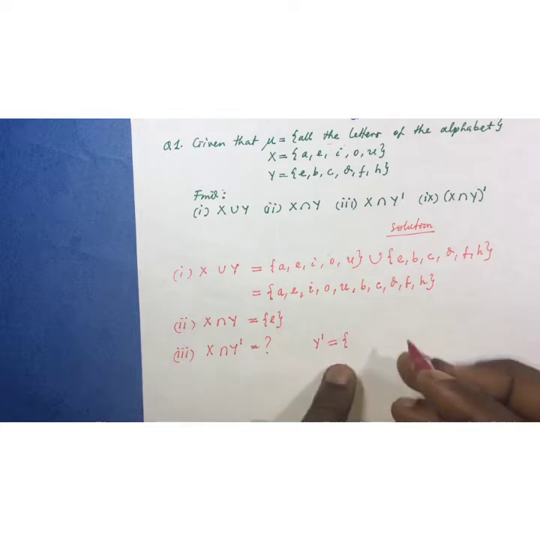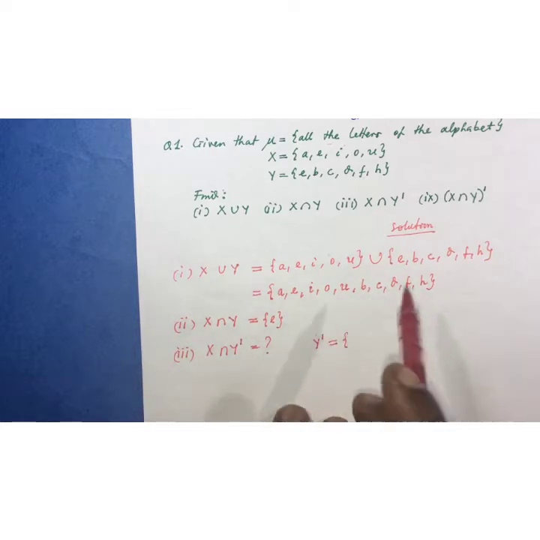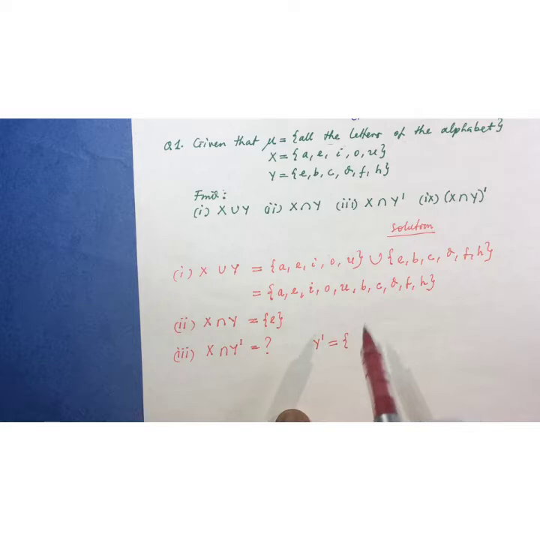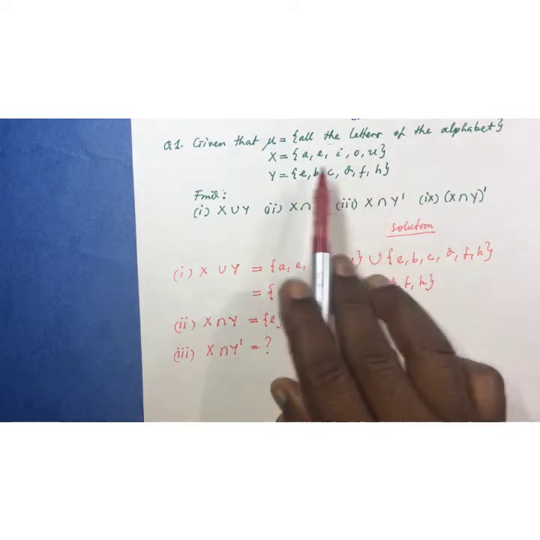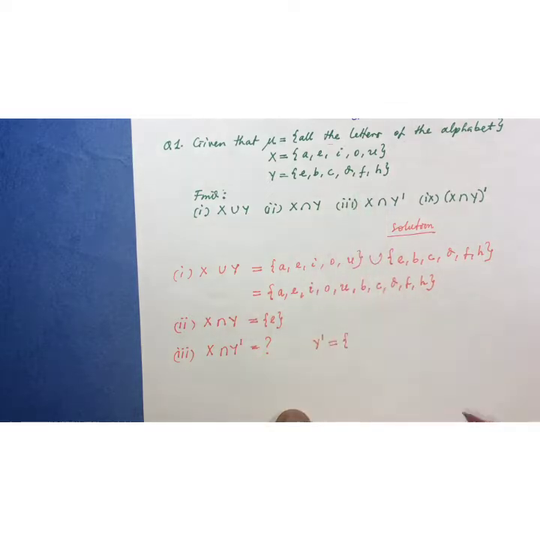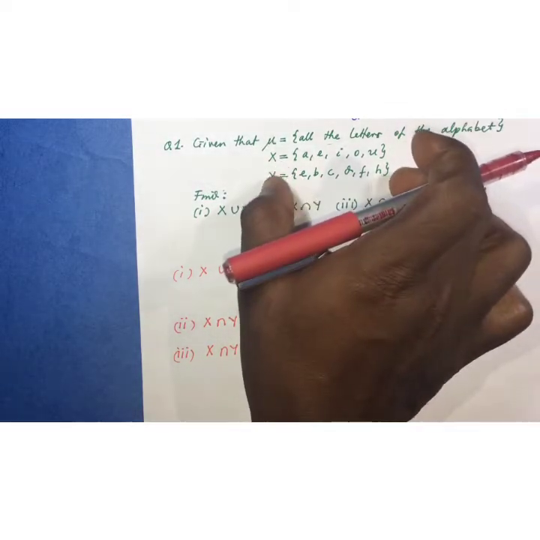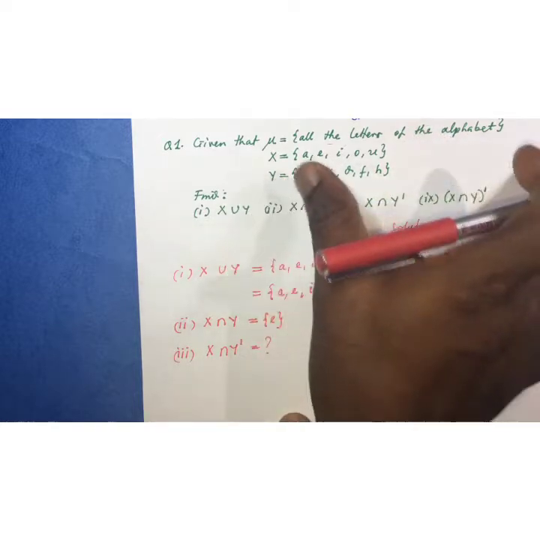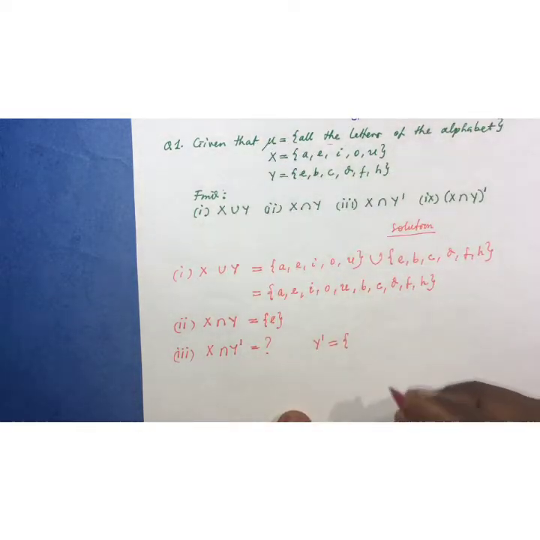So now, since the universal set contains all the alphabets and Y only contains some of the alphabet, ranging from B, C, D, E, F to H, let us take out this set Y. Let's take out all the elements in this set from the universal set and write out what is left.